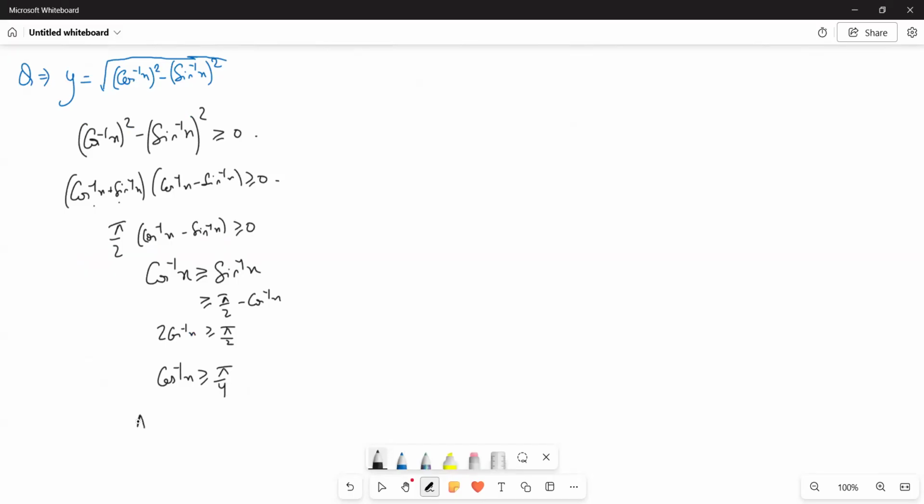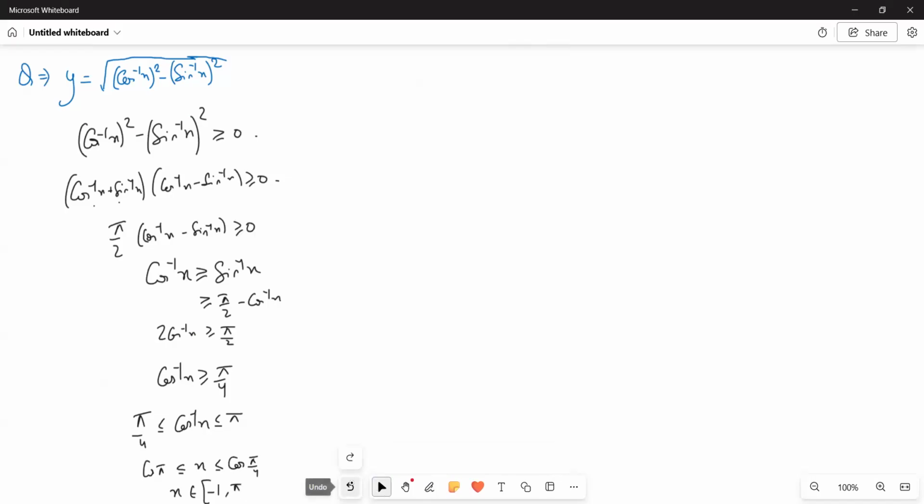अब range restriction कर दिया. So pi by 4 is less than equal to cos inverse x is less than equal to pi, cos का maximum value. And then taking cos of the whole thing, we'll have cos pi is less than equal to x is less than equal to cos of pi by 4. So that means x has to lie between -1 to 1 by root 2. This would be the domain of the function, -1 to 1 by root 2.